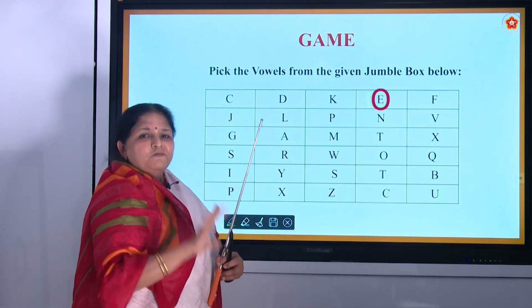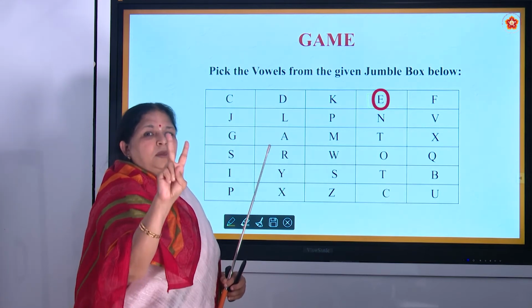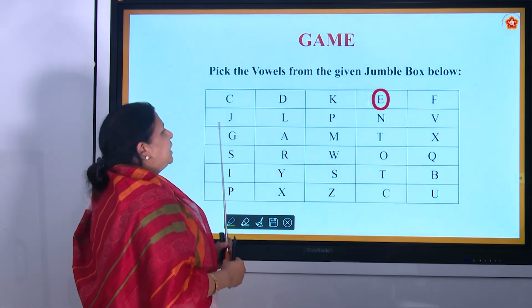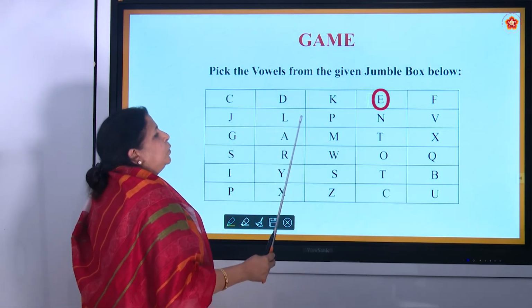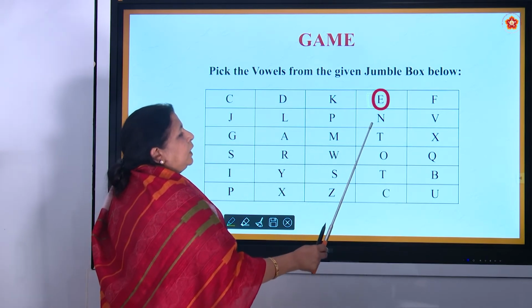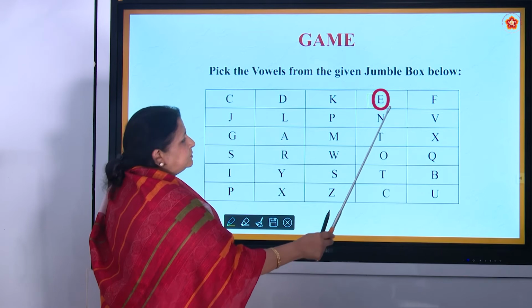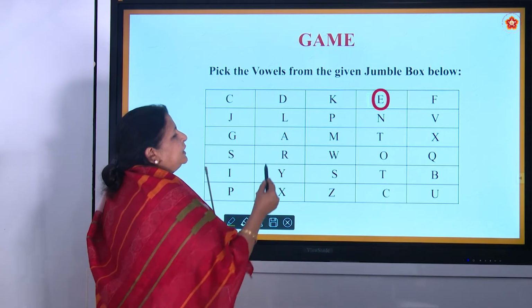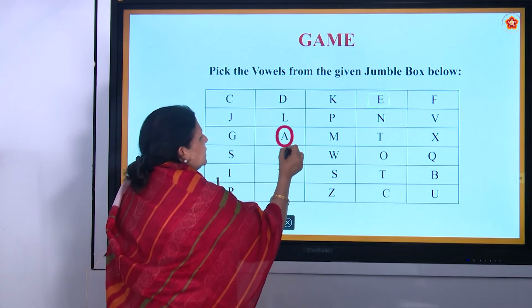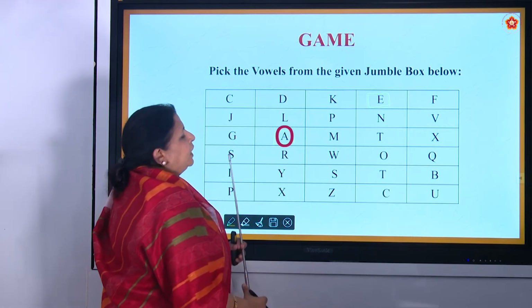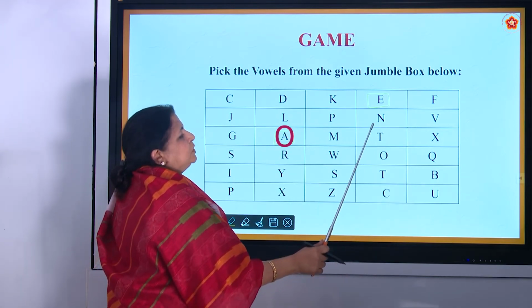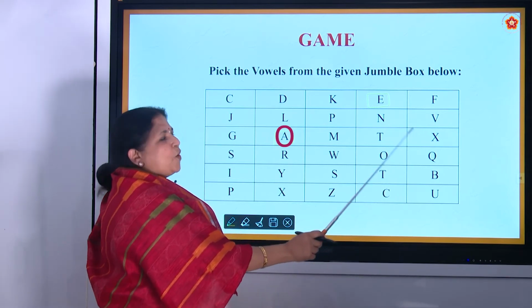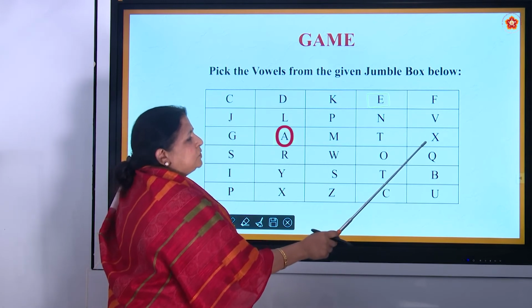We have 5 vowels. It is A, E, I, O and U. That's all. Is J a vowel? No. L? No. P? No. N? No. V? No. G? No. What about A? Yes, so we'll mark A. Then M? No. T? No. X? Who said yes? It's wrong. X is not a vowel.